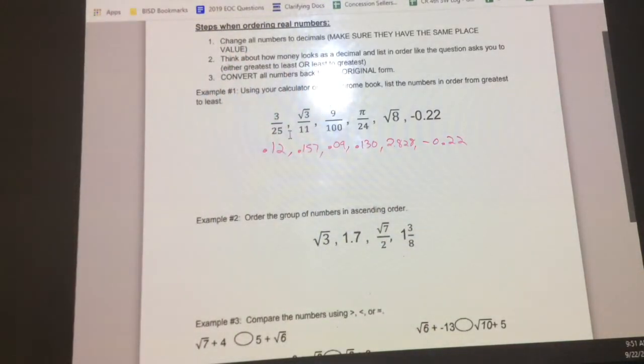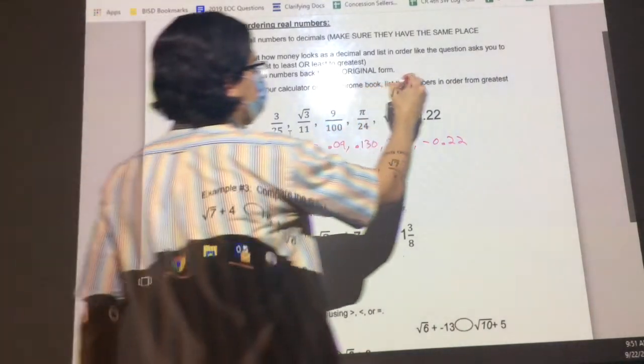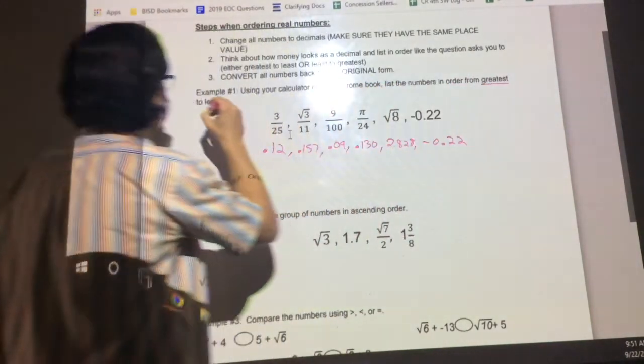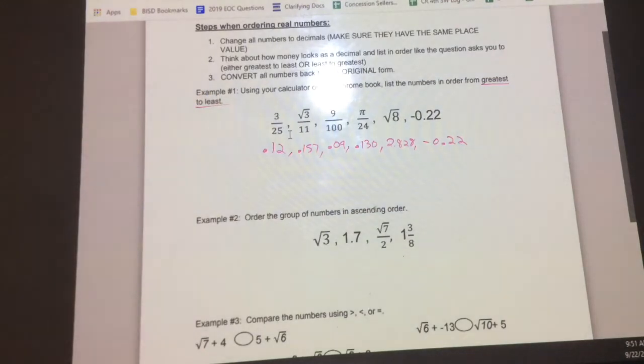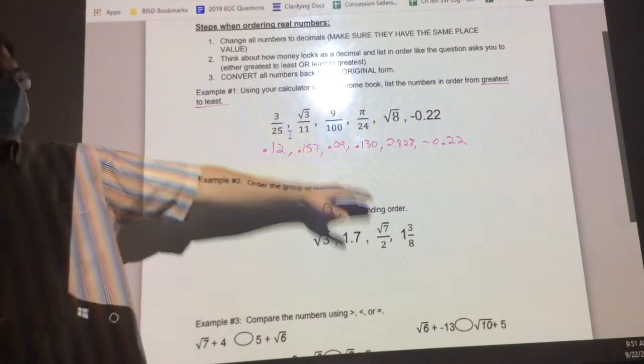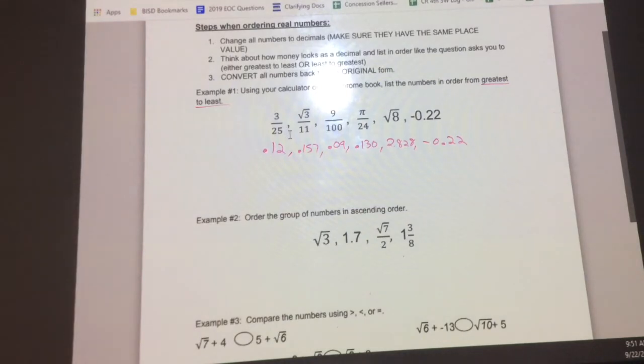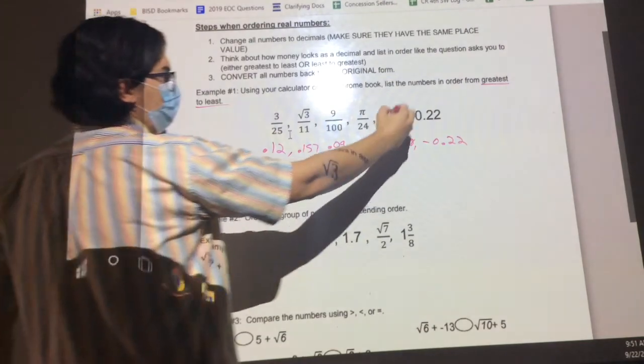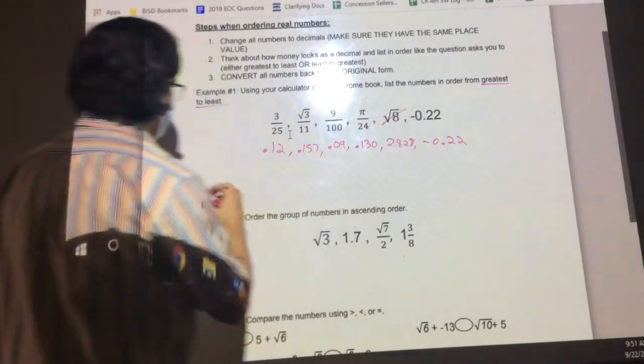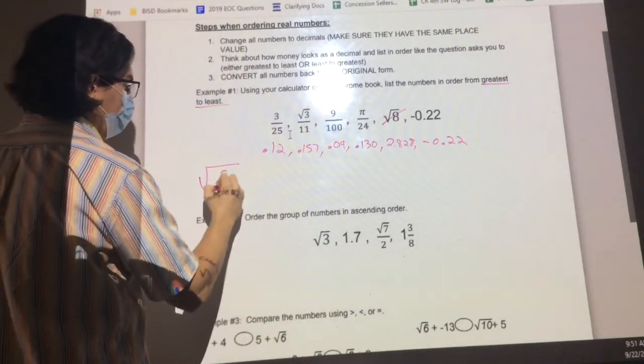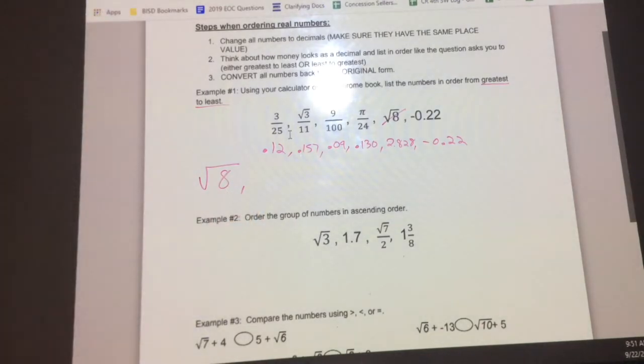Good. Okay, now, here's the part that's going to mess most of us up. Right here it says list the numbers in order from greatest to least. So I now need to put these numbers in order from greatest to least. Okay, let me ask you this. What's the biggest number out of the ones that I listed up here? What is the largest number that you see? Nathan? 2.828. So instead of writing 2.828 though, I'm going to write the square root of 8 because that's the original number that it gave me. Are we okay with that?